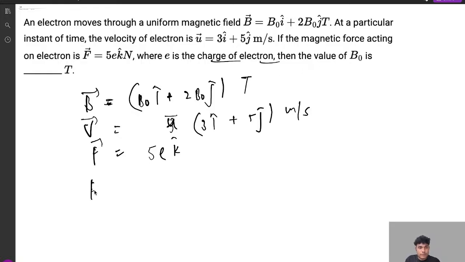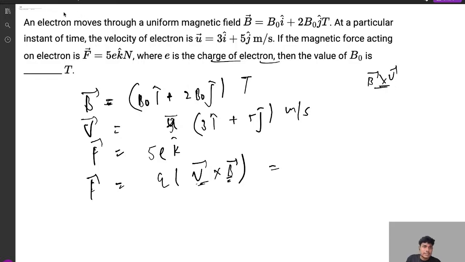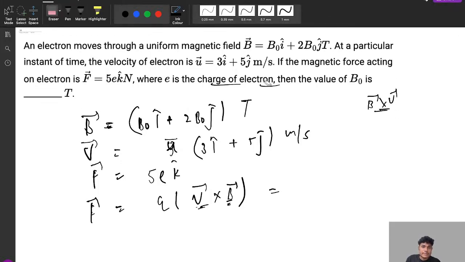So force is equal to Q into V vector cross B vector, right? Here we have to find the cross product, V cross B. Please focus here. Don't write it as B cross V, it is wrong. Vector form changes many things, your direction will be changed. So please write the vector product in proper form.